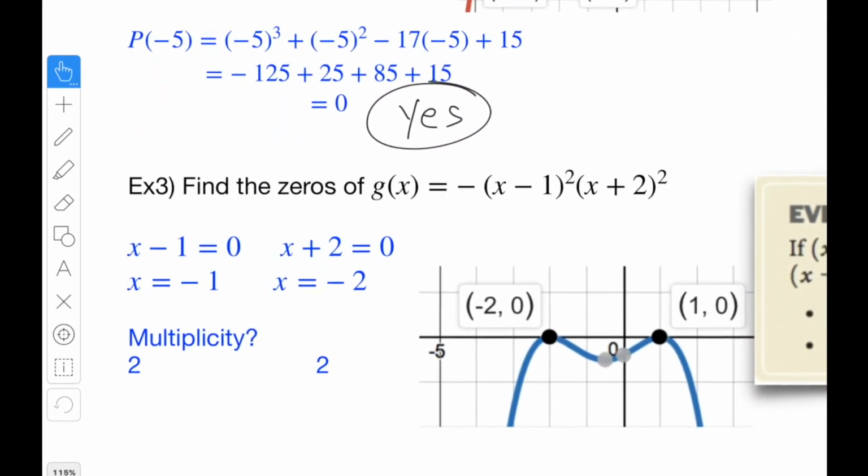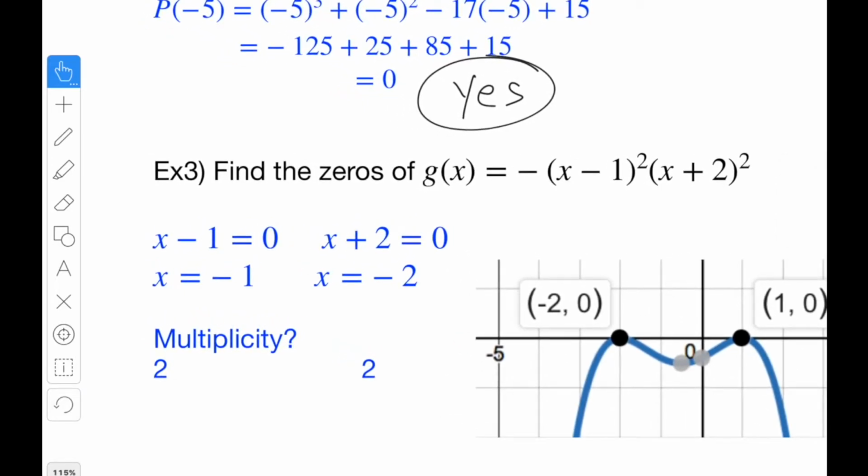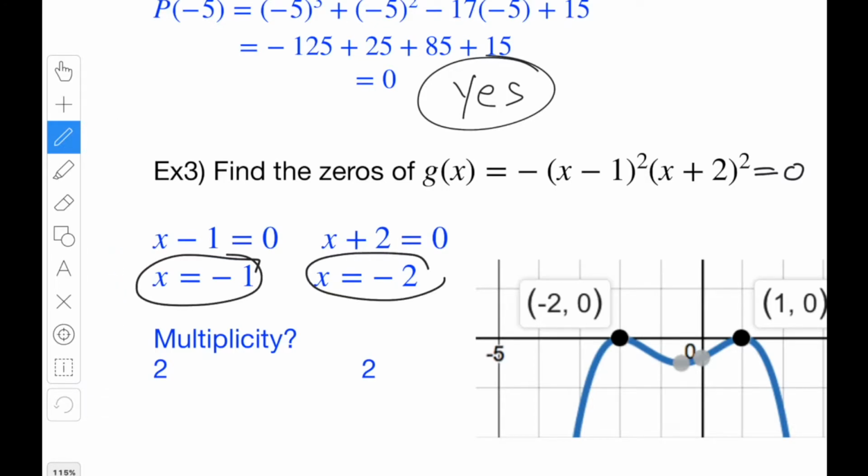Find the zeros of this one right here, g of x. Well, if we create a related function, the related function would just be equal to 0, and then we have to solve it. Here, x minus 1 is equal to 0, and x plus 2 would be equal to 0. When you solve those, you get x is equal to 1 and x is equal to negative 2. So the zeros are 1 and negative 2.